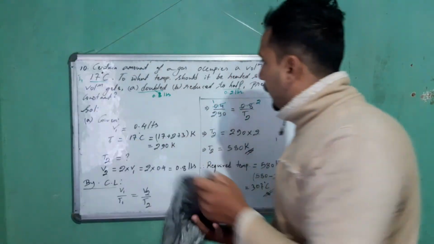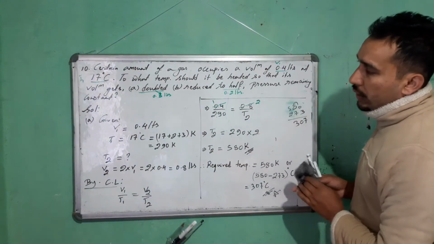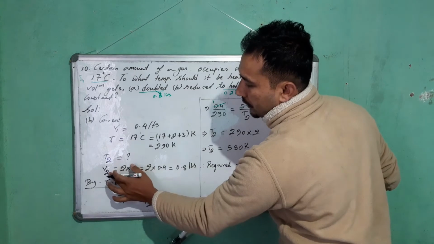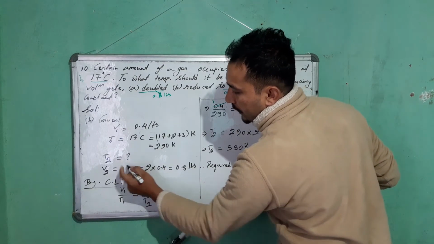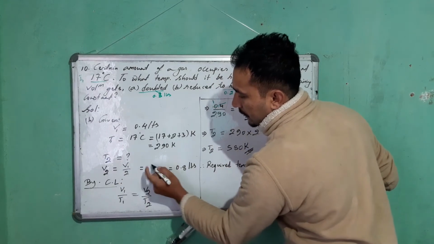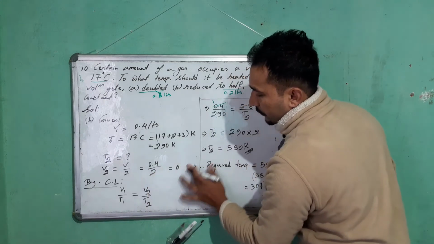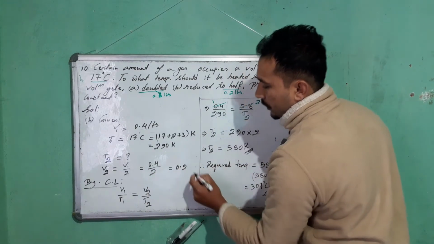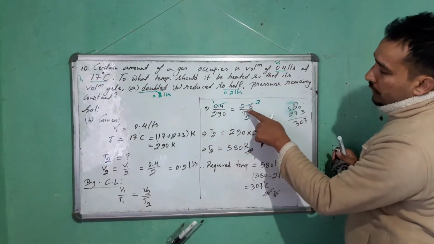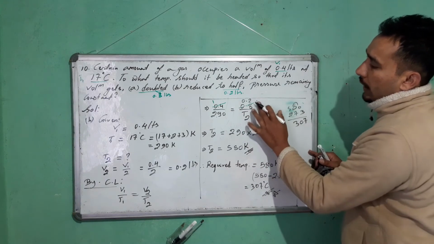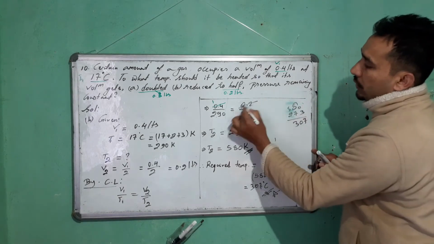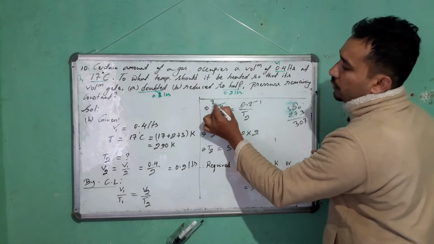Now the second part, reduced to half. For number B, given, you write the same thing. Instead of V2 you write V1 divided by 2, that is 0.4 divided by 2, it will be 0.2 liters. So with this value you calculate on your own. Put the value, instead of this 0.8 here you write 0.2.